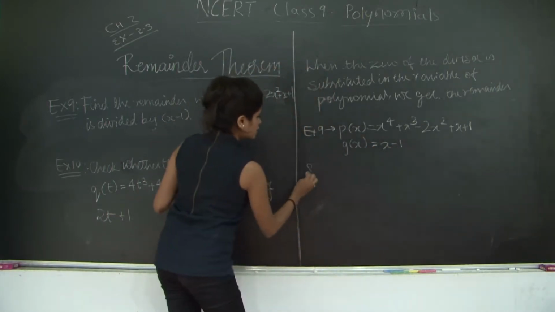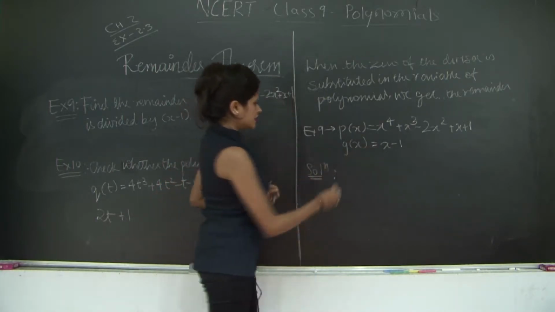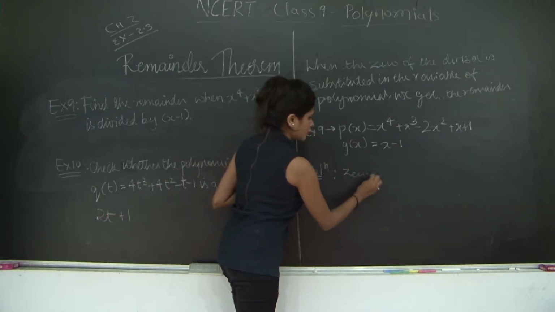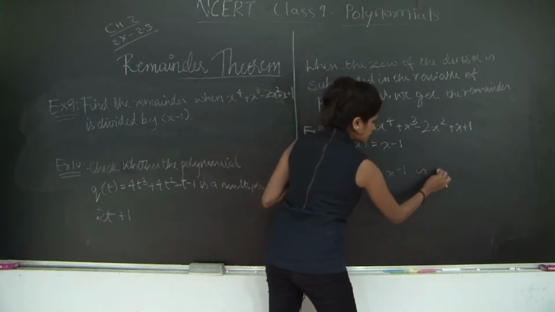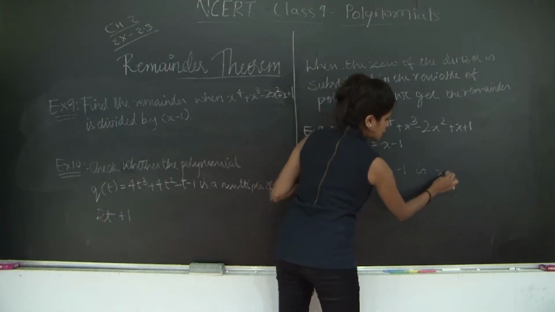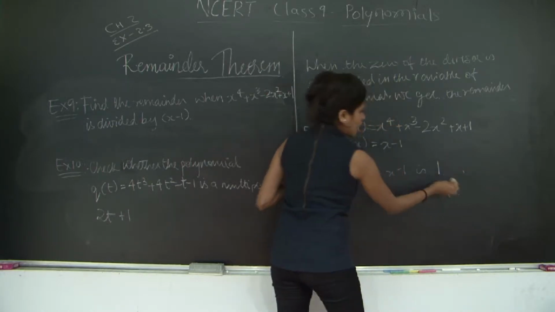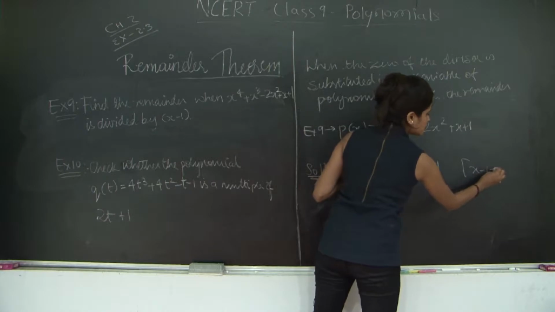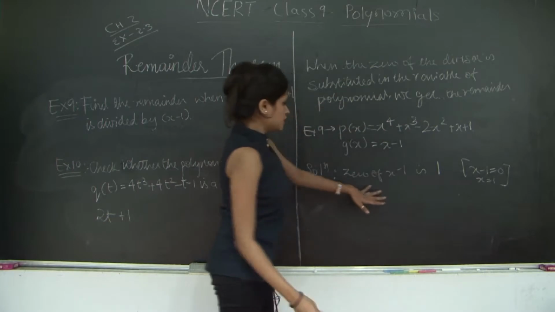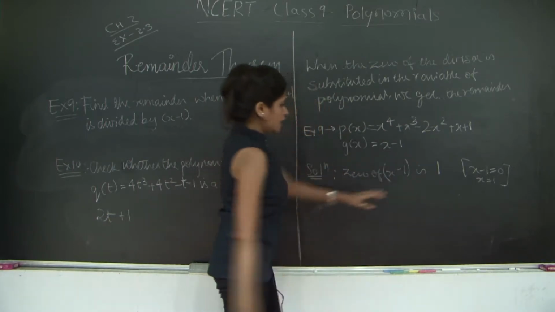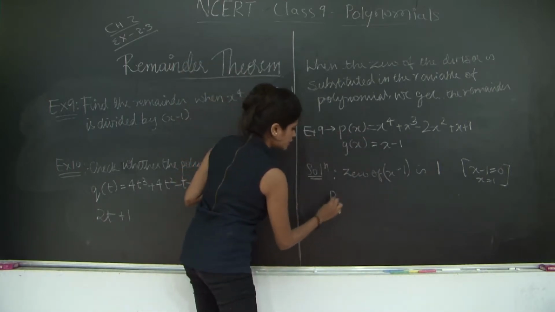Now solution. Zero of x minus 1: x minus 1 equal to 0, and therefore x is equal to 1. So zero of x minus 1 is 1. Now I'm going to substitute 1 in this polynomial expression.